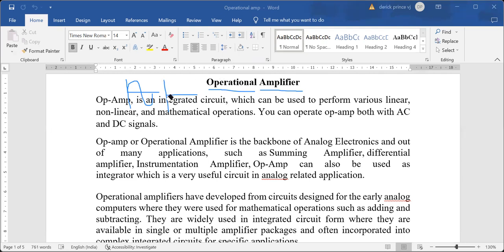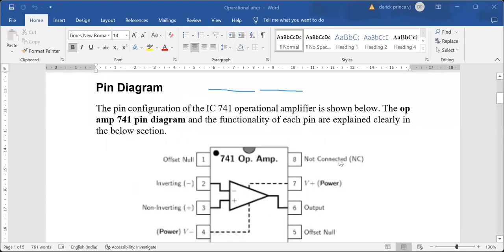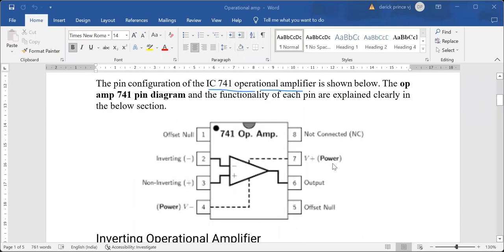Next up, we'll see the operational amplifier named IC-741. We must know what IC-741 is and why it is named IC-741, so we will see that down below. So this is the IC-741 op-amp. Why is it called IC-741? What do the 7, 4 and 1 stand for?